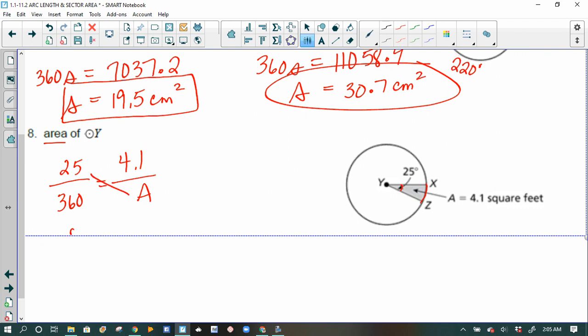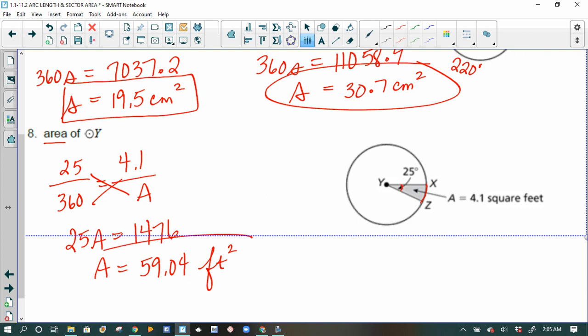Cross multiply, 25a, cross multiply, 360 times 4.1, so 1476. Divide by 25, 59.04. So the area of the whole circle is 59.04 feet squared. So use those proportions, makes it super easy.